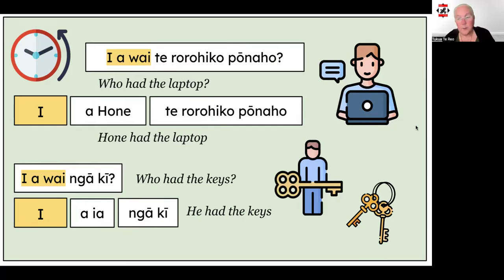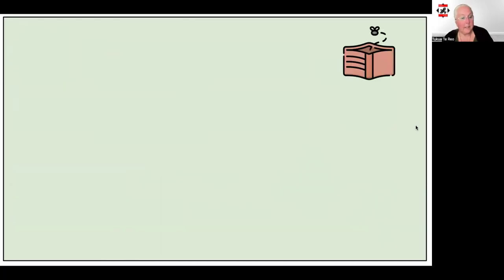This structure also works in the past tense using i. I a wai te rorohiko pōnaho, who had the laptop? I a Hone te rorohiko pōnaho. Hone had the laptop. I a wai ngā ki? I a ia ngā ki. He had the keys.